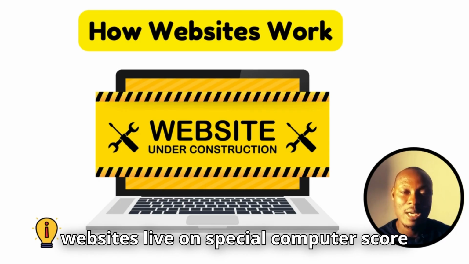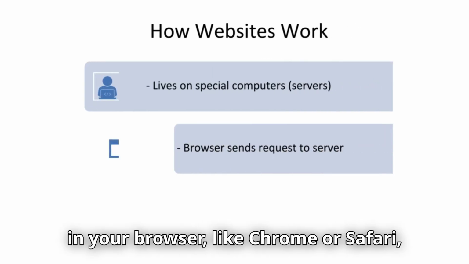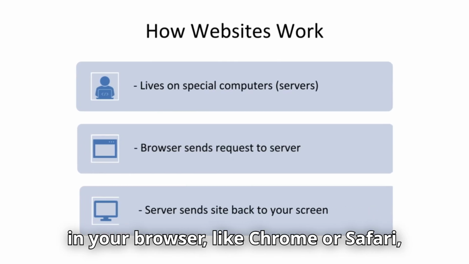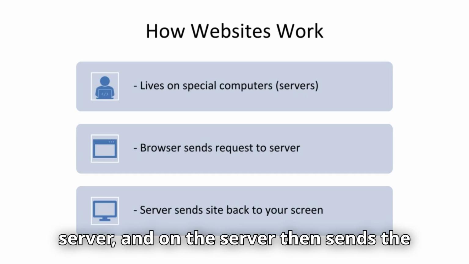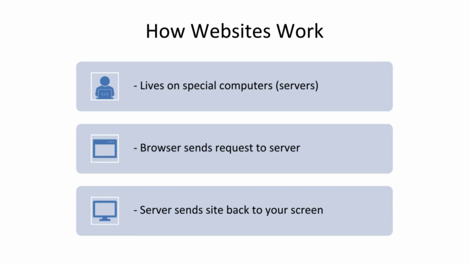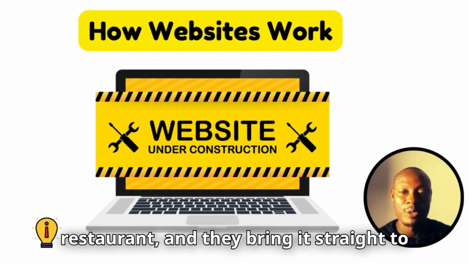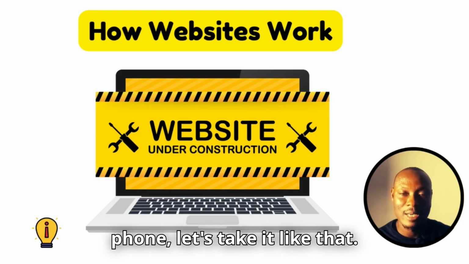Websites live on special computers called servers. When you type a website name in your browser, like Chrome or Safari, your device sends a message to the server. And the server then sends the website back to your screen. It's like ordering food from a restaurant and they bring it straight to you or straight to your phone. Let's take it like that.